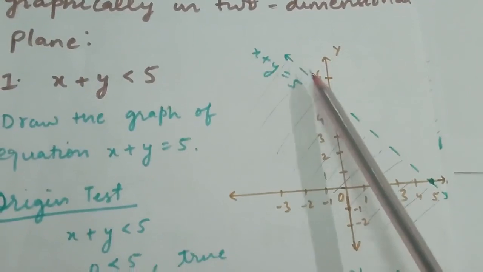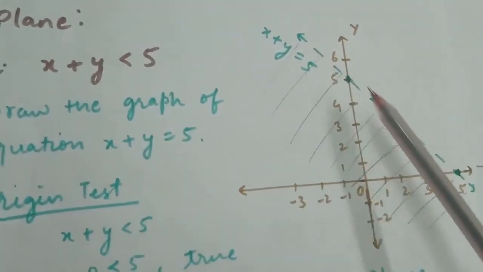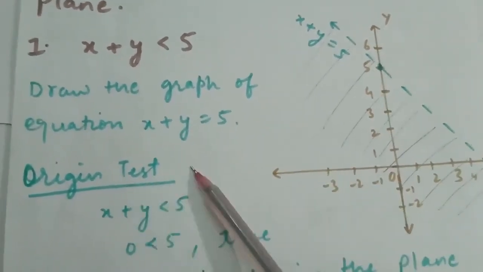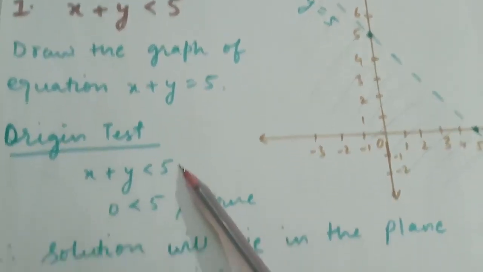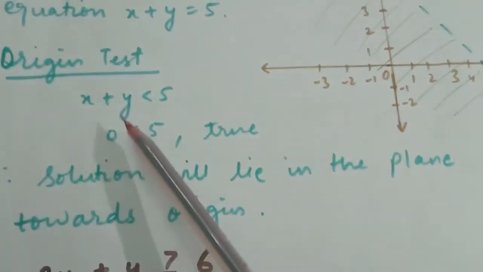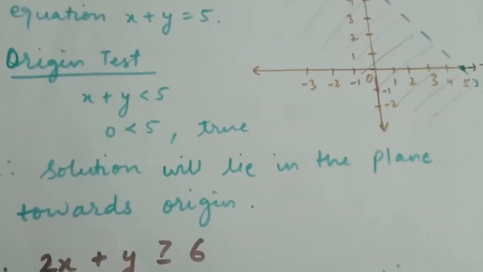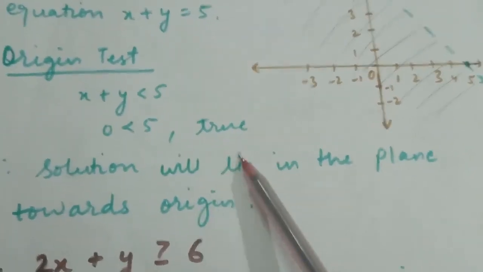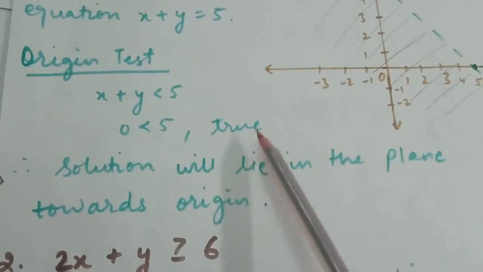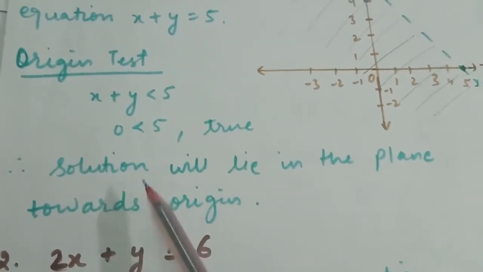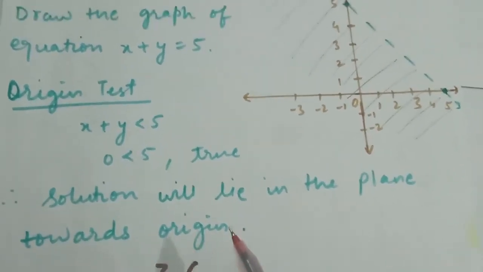Therefore we will draw the dotted lines, right? So draw these dotted lines. Now we will do the origin test on the given inequality x plus y less than 5. When you put 0 in place of x and y, you get 0 less than 5, which is true. Therefore, the solution will lie in the plane towards the origin. Because the origin test comes true, we will shade that portion of the half plane which includes the origin.